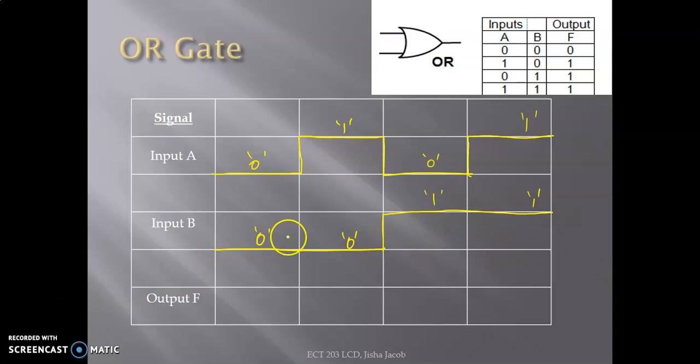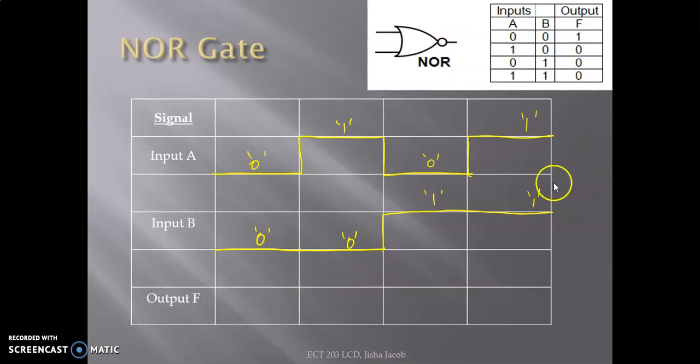Next is OR gate. Whenever you see a 1 at the input, the output becomes a 1. If all the inputs are equal to 0, output is a 0. So here it is 0. And in all other cases, there is a 1 at the input. Therefore, output is always equal to 1. That is OR gate. In case of NOR gate, it is opposite of OR.